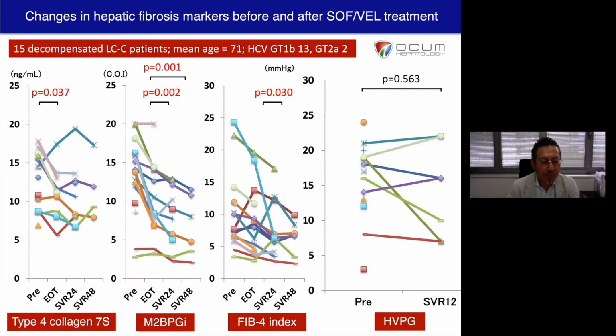This shows a real-world observation of 15 decompensated cirrhotic patients infected with HCV who were treated with sofosbuvir in a university hospital. As you see, the liver fibrosis markers like type 4 collagen, M2BPGi, and FIB-4 index are all decreased. However, HVPG does not always regress in the high HVPG group before sofosbuvir treatment.